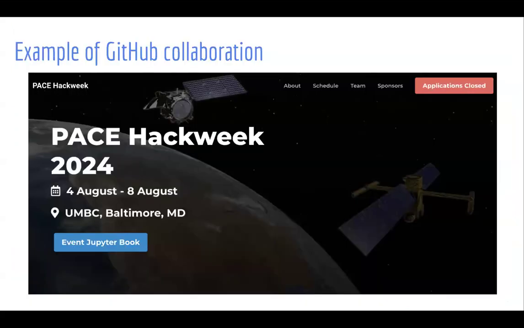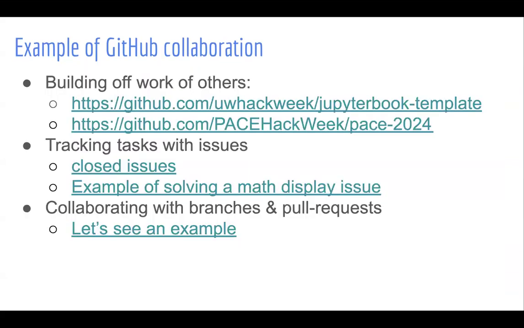This is an example of something I collaborated on, and I think it's such a fantastic example of the way that GitHub can allow you to do things. Collaboration allows you to do things you couldn't do before. This is a website, and I was in charge of creating the website for this Hack Week. This is a PACE satellite mission. It's this really slick website. And amazingly, this group at eScience created this template.